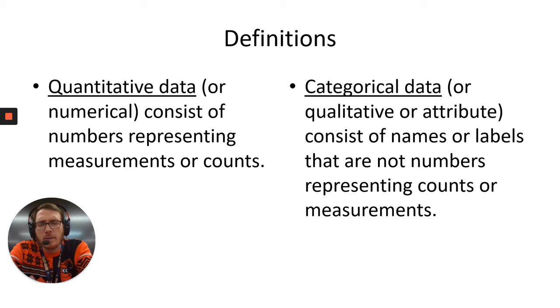Categorical data you may see written as attribute data. It's also typically and commonly known as qualitative data. And that's where it's just naming or labeling, and it's not counting anything for a measurement. It's just kind of categories, hence the name categorical. So depending on the type of data that you have, you can run one type of statistical analysis versus the other.